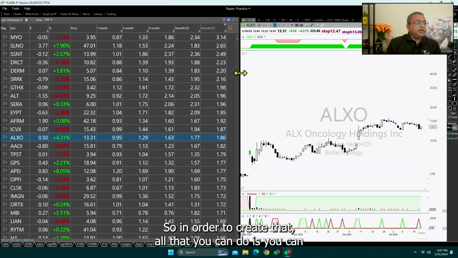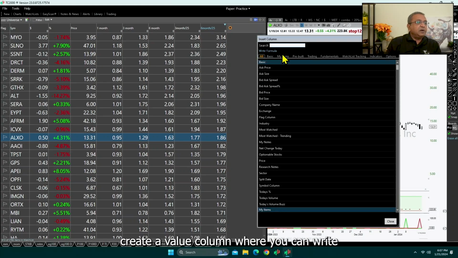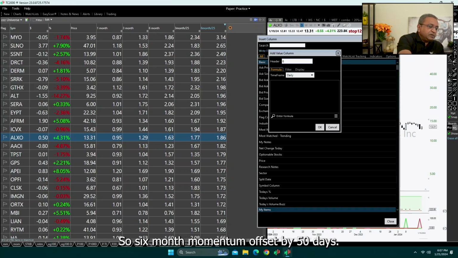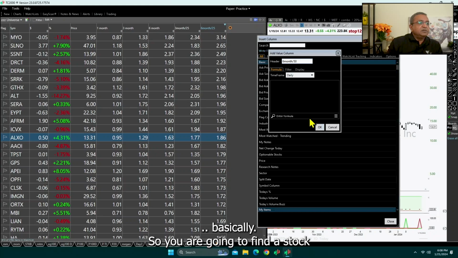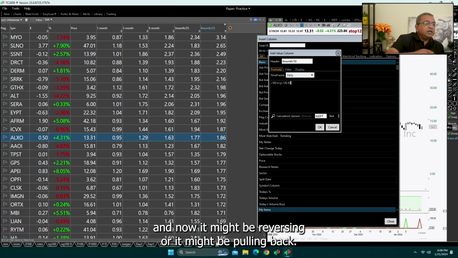So in order to create that, all you can do is create a value column where you write 6 months offset by 2 months. So 6 month momentum offset by 50 days, because 2 months is 50 days, right? Basically, you're going to find a stock which 50 days ago had the highest momentum ranking by 6 months, and now it might be reversing or it might be pulling back.